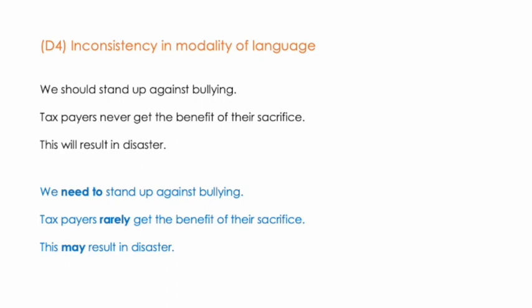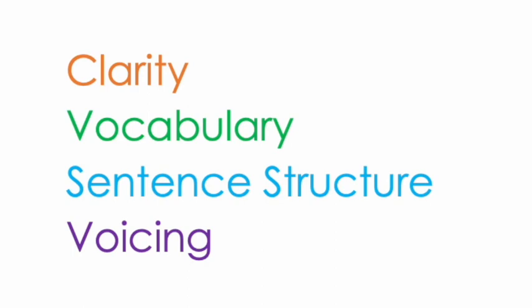If you've received D4 feedback in your writing, it's likely because the modal tempering of your writing hasn't quite suited the context of which you're trying to argue. So think about how you could soften or strengthen the language to better suit the point that you're trying to make. This has been our video on clarity.